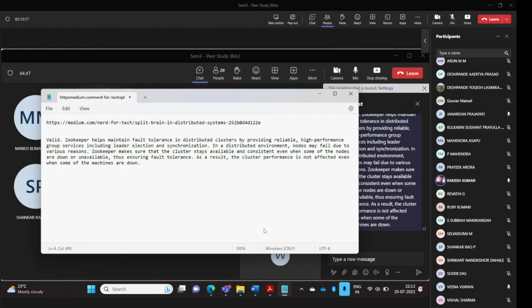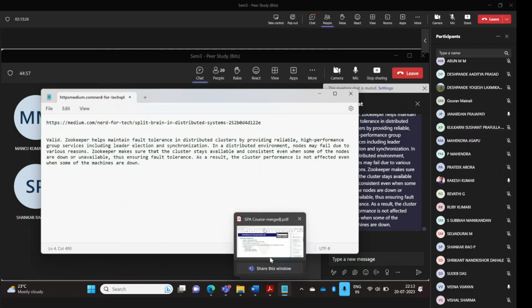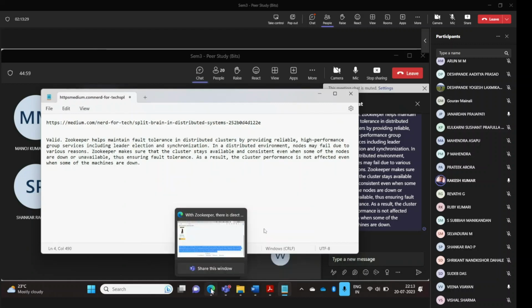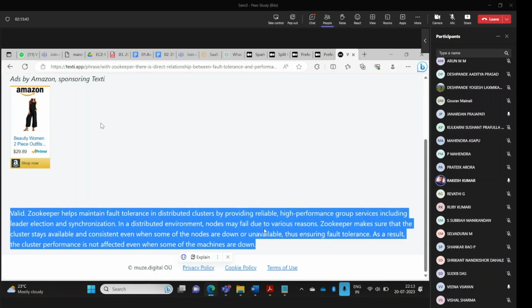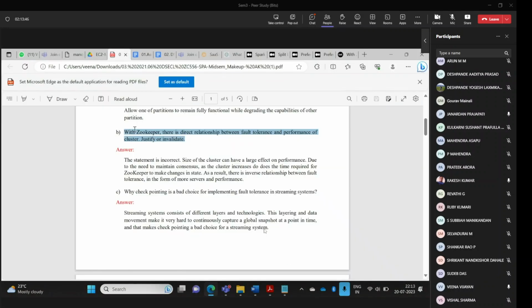They have mentioned direct connected. Is it also mentioned in the website question as well? Direct connected. Let me see that. Is that direct connected? In the question they are saying that this zookeeper is directly connected. So specifically they have mentioned direct. There is a direct relationship between this.